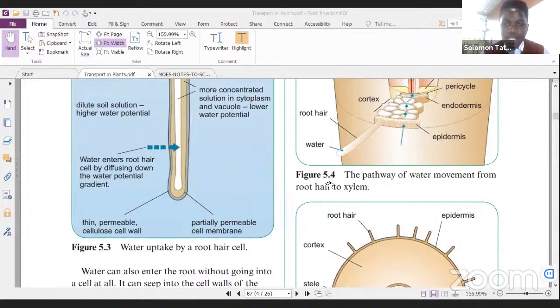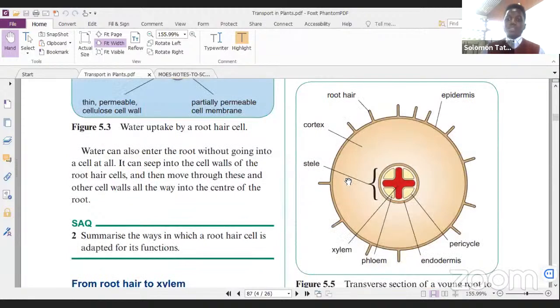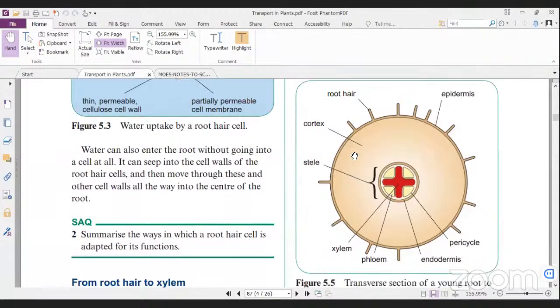Look at the transverse section of a young root. What is the function of the stem? You see, a stem is a combination of all these parts. So what is the function of that stem? Sometimes when you cut down a root, you even observe it. Yes, please.